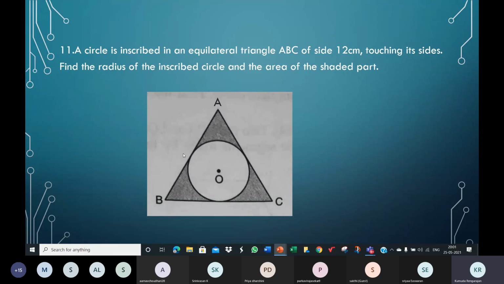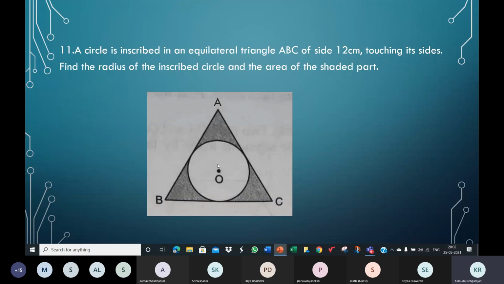Now what happens when you join OP? Since OP is a radius through the point of contact, the radius and the tangent at the point of contact are perpendicular to each other. So OP will be perpendicular to AB. Similarly, OQ will be perpendicular to BC, and OR will be perpendicular to AC. OP, OQ, OR will be perpendicular to AB, BC, AC respectively.